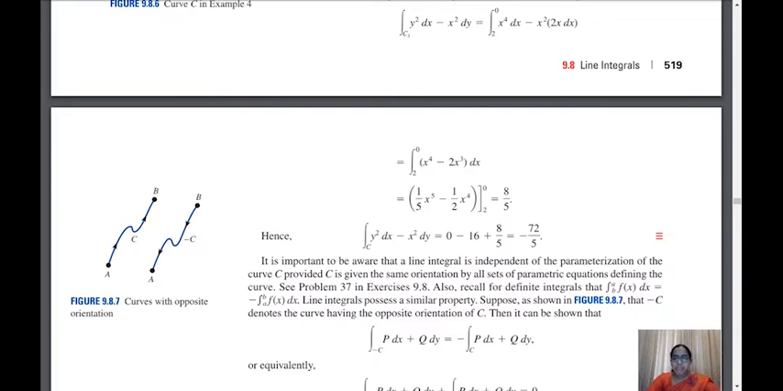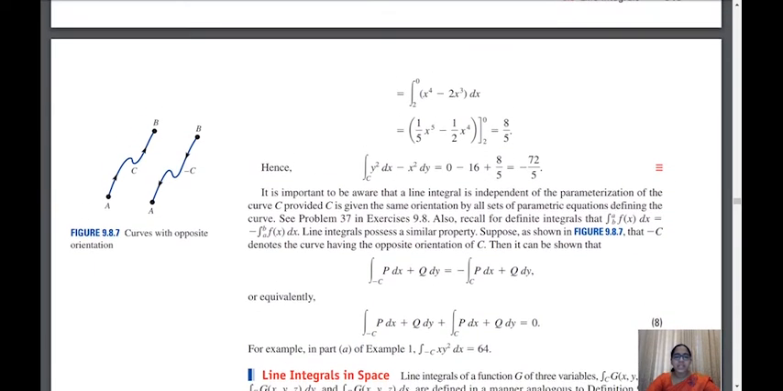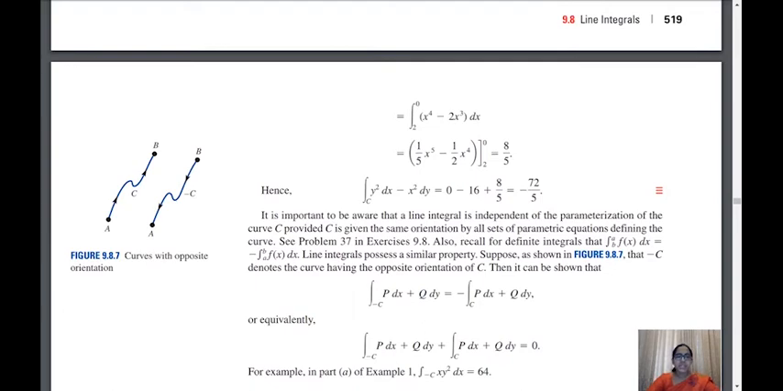So now I'll just make a note of one thing. If you look at figure 9.8.7, you can see two curves, but they have different orientation. In the first curve it is going from A to B, whereas in the second curve it is moving from B to A. So if one is C, the other is the negative of C, right? So it is important to be aware that a line integral is independent of the parameterization of the curve, provided C is given the same orientation by all sets of parametric equations defining the curve.